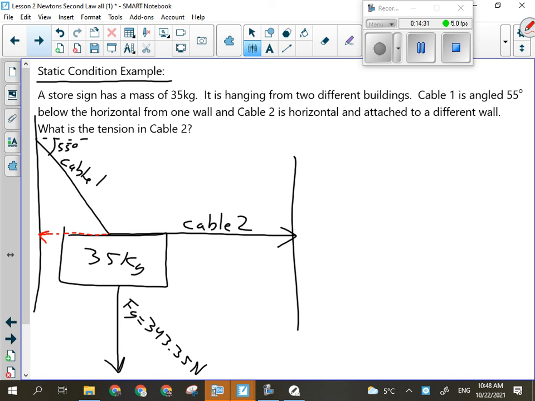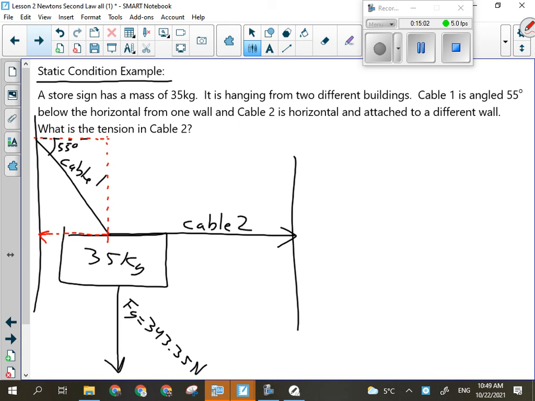What is it? Cable 1. No. At this point, lots of people look at that and go, cable 1's pulling at an angle. How does cable 1 pull against cable 2? Well, anything that's angled has a horizontal component and a vertical component. Okay? Cable 1's got a lot of tension in it. It's offsetting gravity and cable 2. So it's got to pull pretty hard.